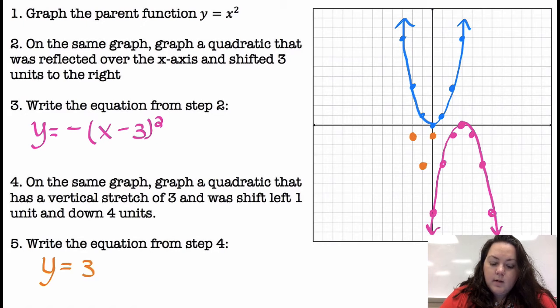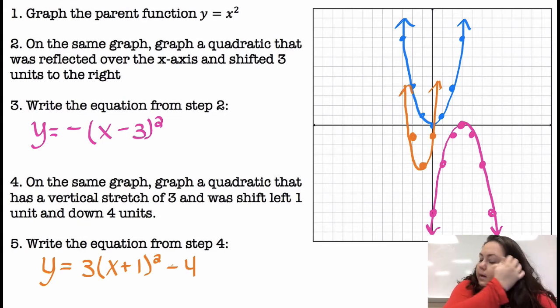If I wrote my equation, it would be y equals a vertical stretch. It's getting taller and thinner. That's a is greater than 1, so 3. And then x, I went left 1, so that's going to be a plus 1 squared. And then down 4, so that's going to be a minus 4. My parabola on that one, I didn't complete it, but it's going to look something like that.